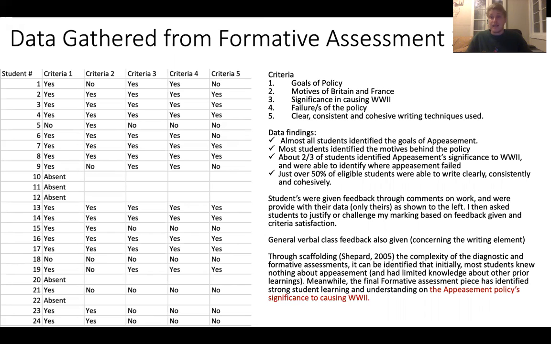Considering most students had limited knowledge of appeasement 3 lessons ago, I believe they've done very, very well to create these extended responses. And in those extended responses, pretty much every single response said the appeasement policy was extremely significant in causing World War II, which is our chief learning goal, which was really encouraging to see that learning over the space of 3 lessons.